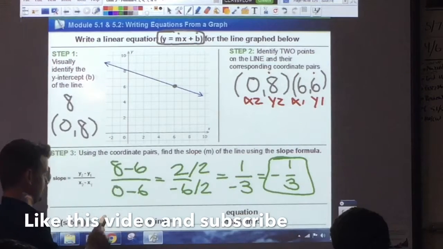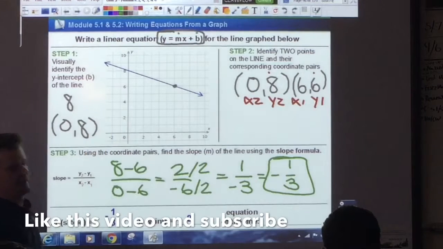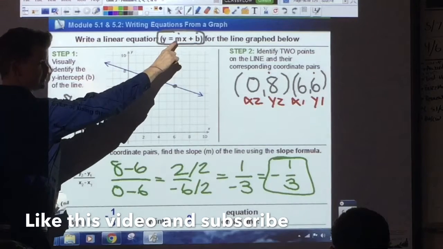We're going to put those here. Slope, negative 1/3. Y-intercept we found in the beginning was 8, and I can write an equation for this. Adrian, what's my equation? Y equals 8x plus. Hold on. Remember, it's y equals mx plus b.